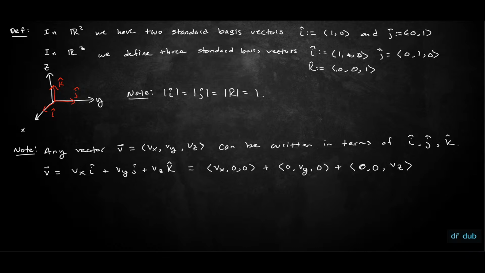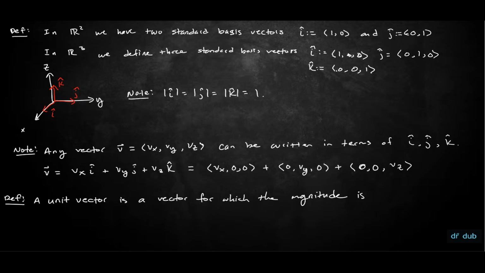All right, let's look at another definition. So, definition: a unit vector is a vector for which the magnitude is 1.